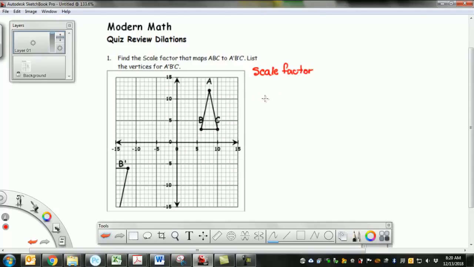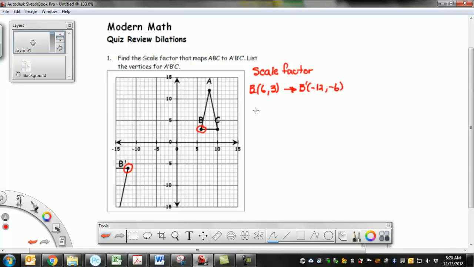If you look at your diagram, we can see B' and we can see B. That's all that we can see, B' from the image. So that means we're going to have to use those 2 points to find the scale factor. B is (6, 3), and that is going to be mapped to B', which looks like (-12, -6).